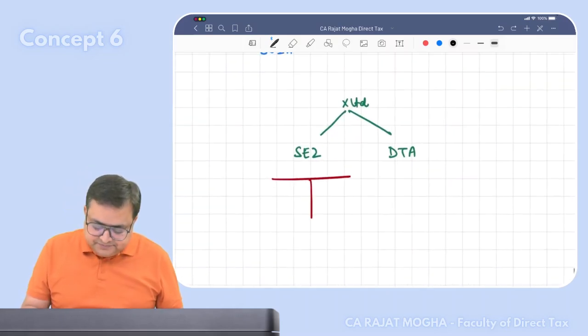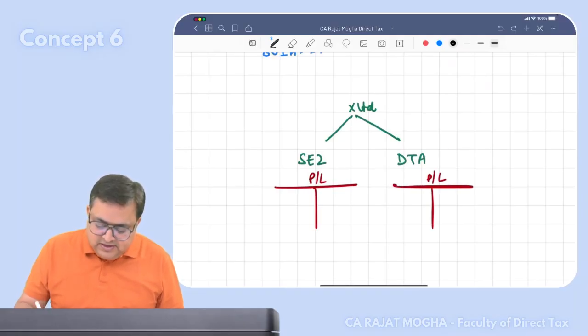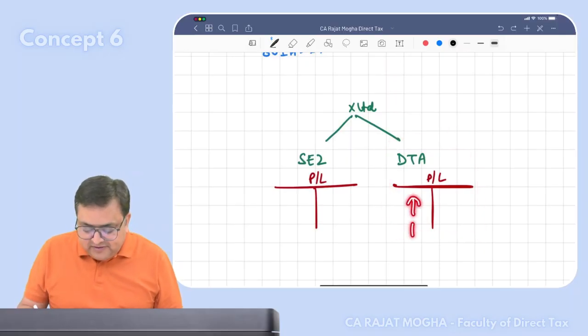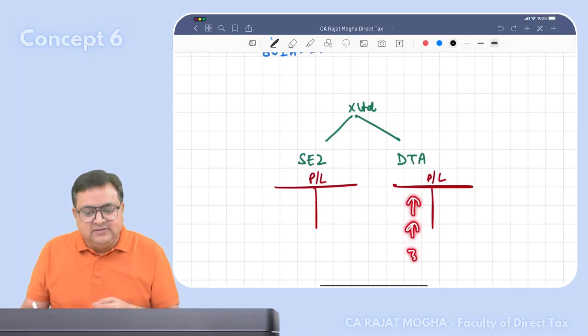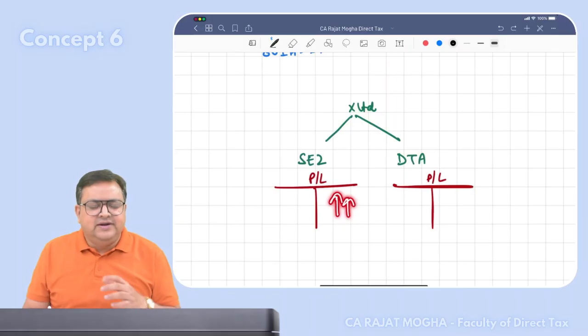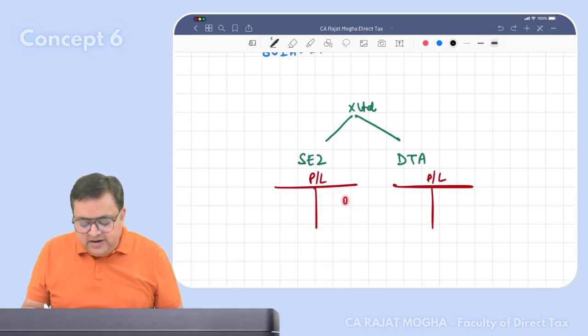So let's say this is the P&L account of this unit. This is the P&L account of DTA. They know that in DTA, they want more and more expenses. Why do they need more and more expenses? So that they can pay less tax. And here, even if the income is higher, they know that they will get the deduction. Let's say in the first 5 years 100%, next 5 years 50%, and so on, right? So they know that they will get a deduction over here.